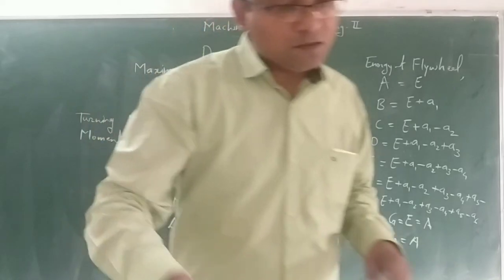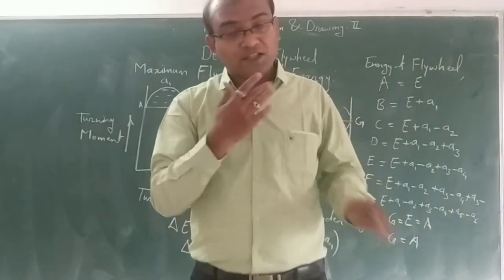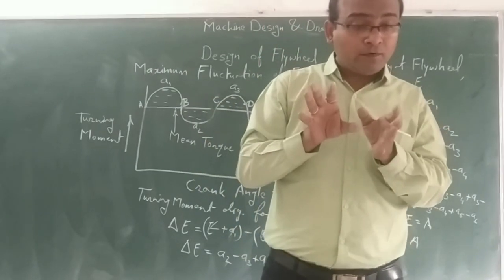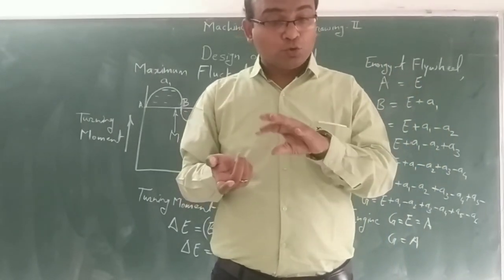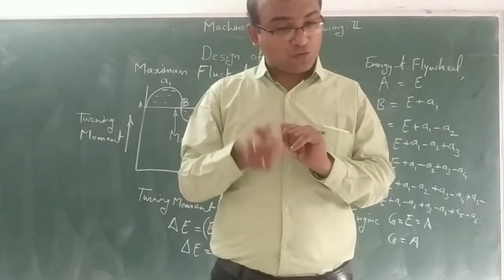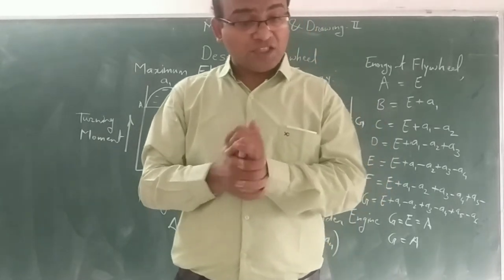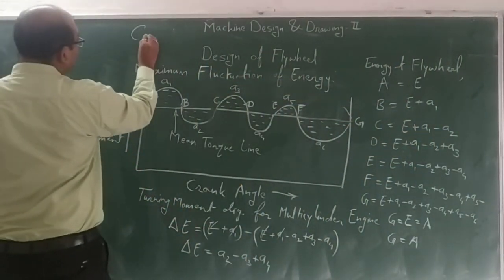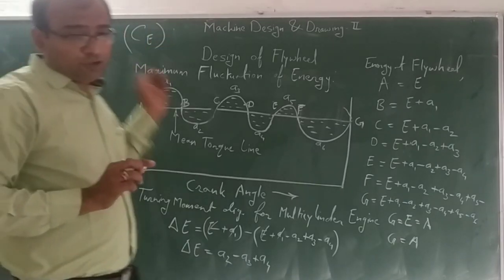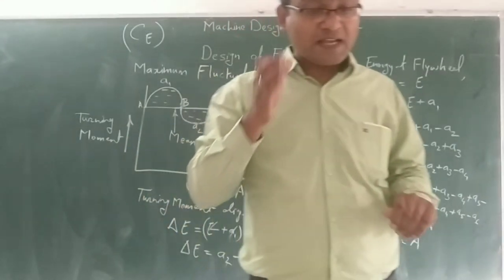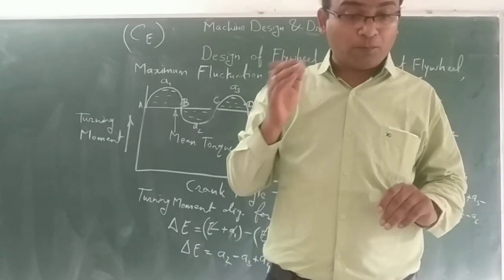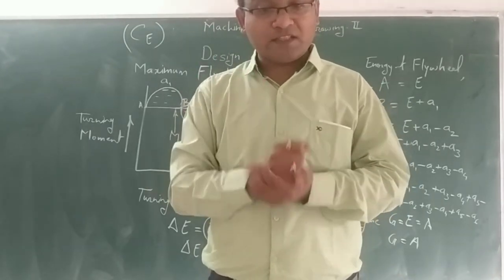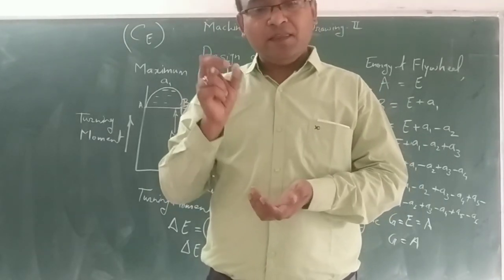After that, coefficient of fluctuation of energy. And what is your coefficient of fluctuation of energy? It is defined as the ratio of maximum fluctuation of energy to the work done per cycle. That's what coefficient of fluctuation of energy, CE, that is C equal to maximum fluctuation of energy upon work done per cycle. And the work done per cycle is your T mean into theta.